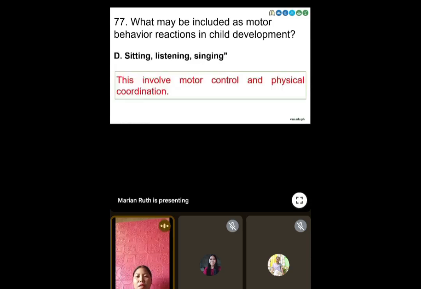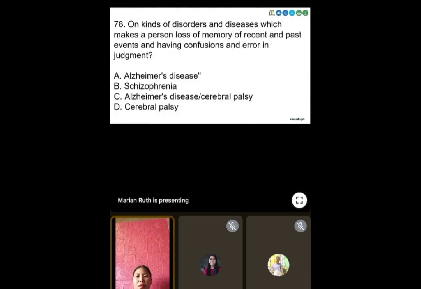Item 78. On kinds of disorder or diseases which makes a person lose memory of recent and past events and having confusions and error in judgment. A. Alzheimer's disease. B. Schizophrenia. C. Alzheimer's disease, cerebral palsy. Or letter D. Cerebral palsy.